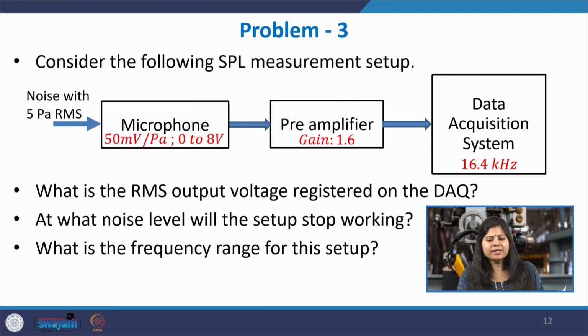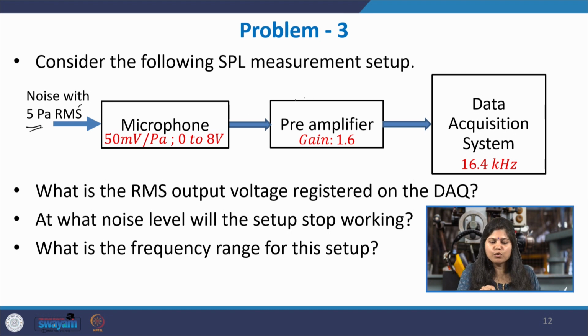Okay, so let us solve another problem. We are given some recording setup, we are recording the sound pressure level. Some noise whose PRMS is 5 pascals is incident on a microphone, and some characteristics are given for this microphone in the red color.